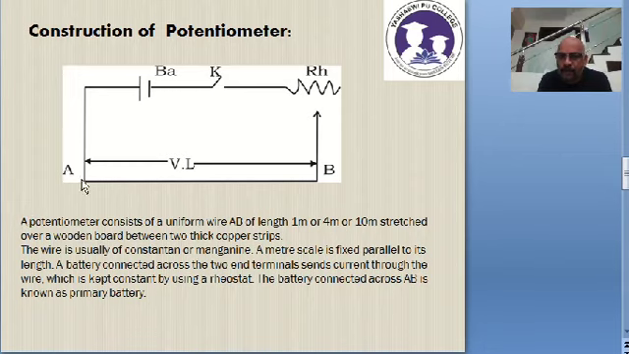So if you start going from A, the potential starts increasing and it becomes equal to that on the battery when you reach the point B. So therefore the potential drop across any part of the wire between any 2 points of the wire is directly proportional to the length of the wire. Check this one.